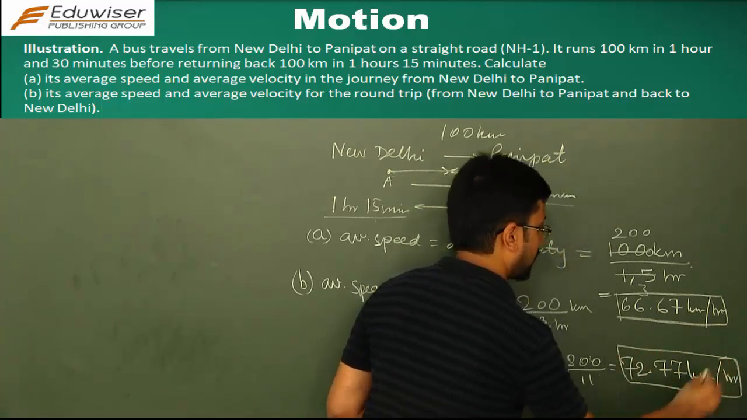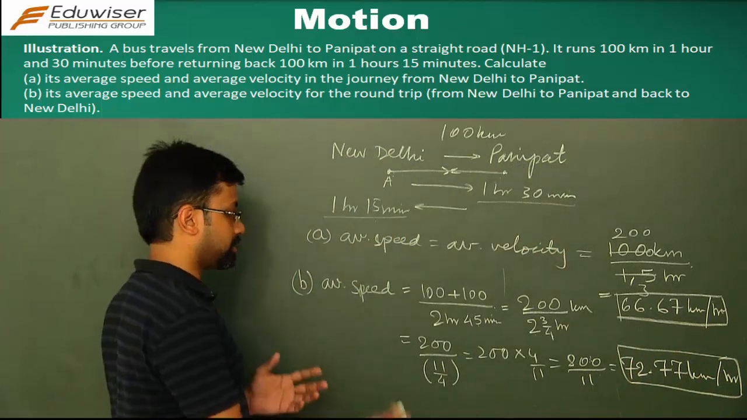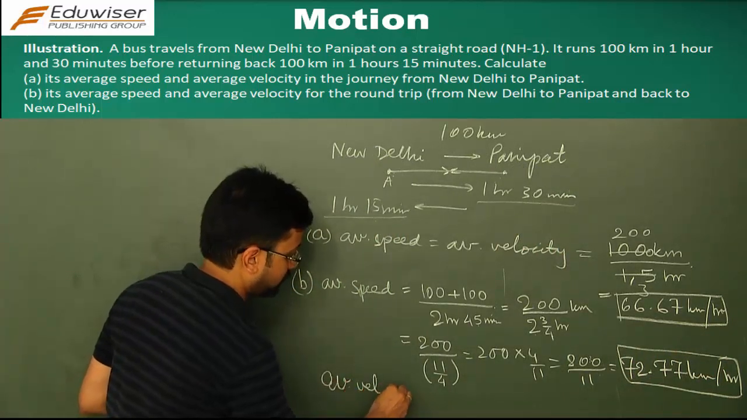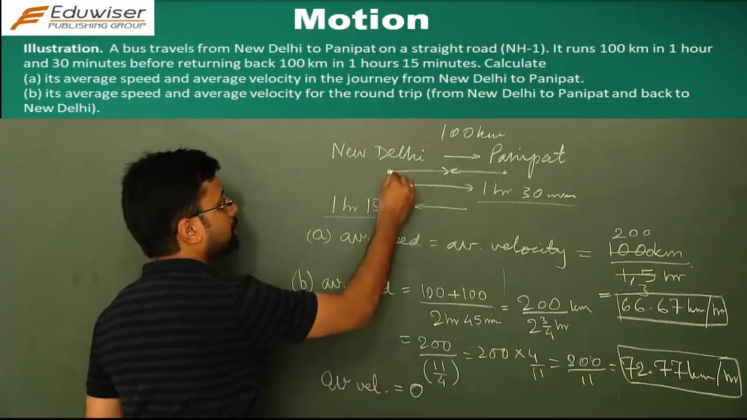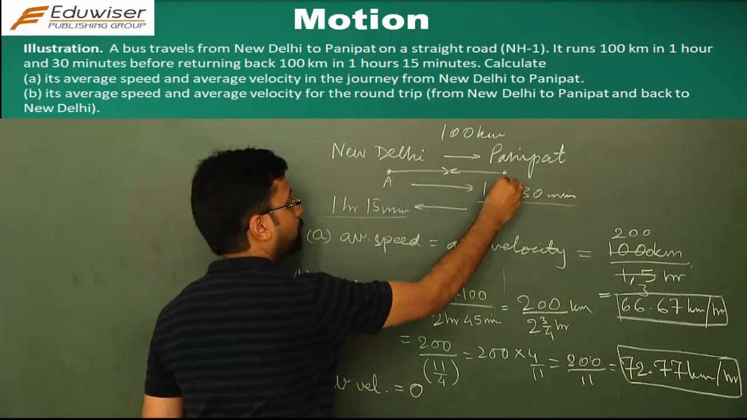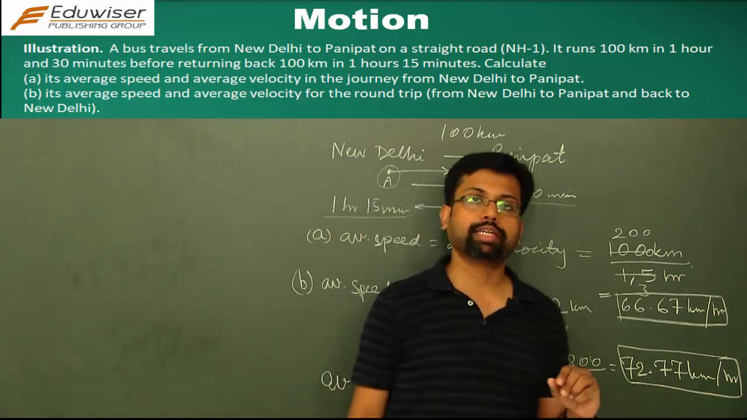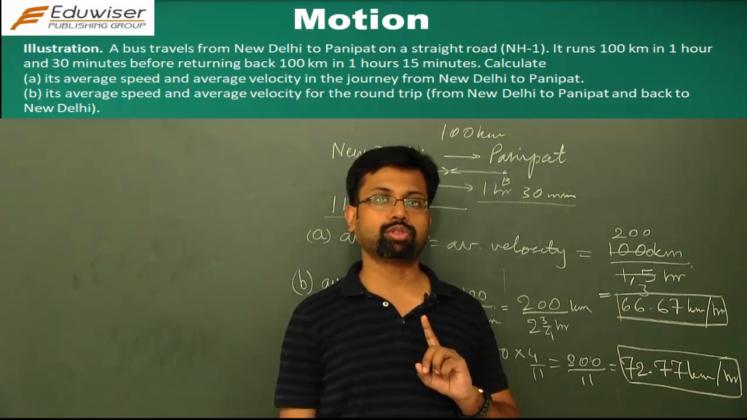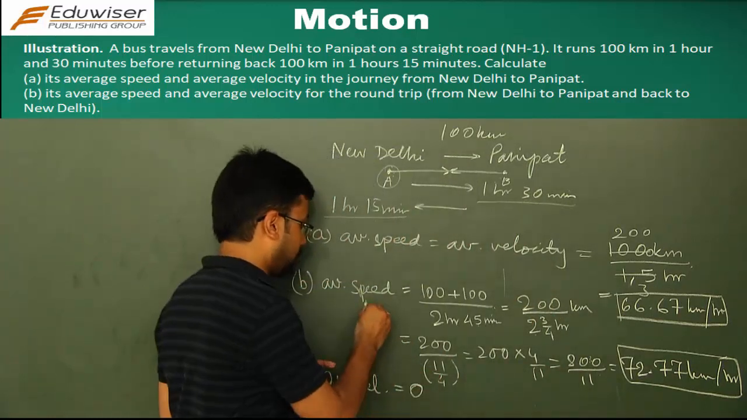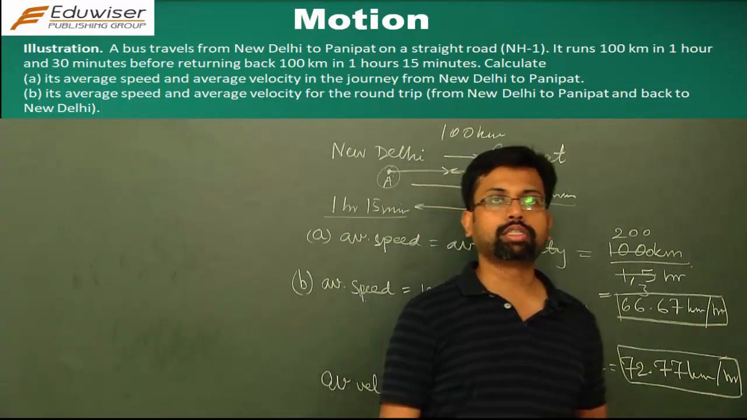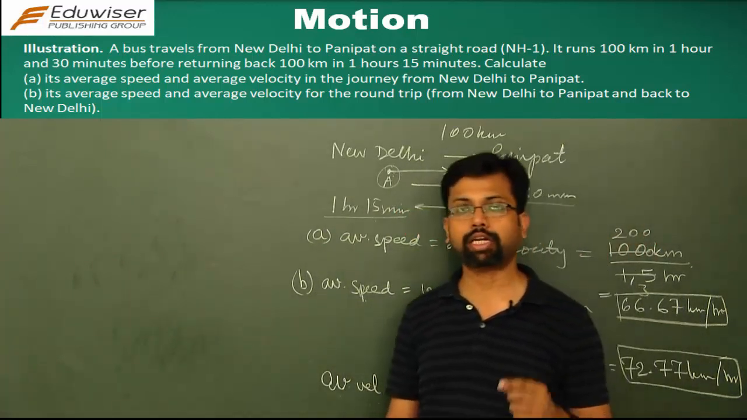This is going to be the average speed for the to and fro journey, that's the round trip, and average velocity will be 0 because once he moves from A to the point B and from B to point A, the total displacement is going to be 0, and hence the average velocity for the round trip is going to be 0. So in this case, the average speed and average velocity will be different. In the first case, they were the same because the journey was along a straight line path and only in one direction.